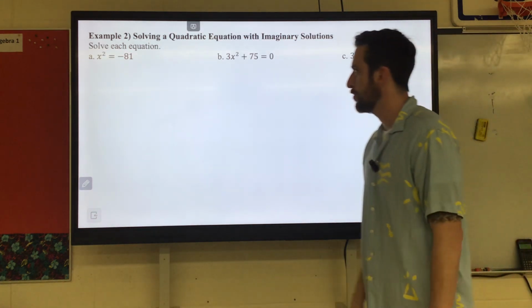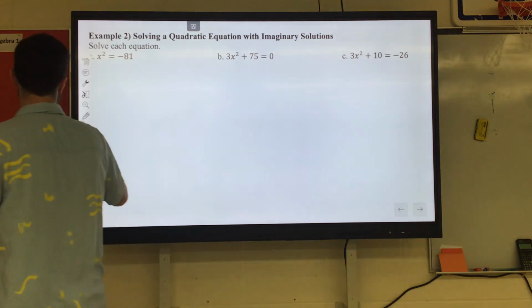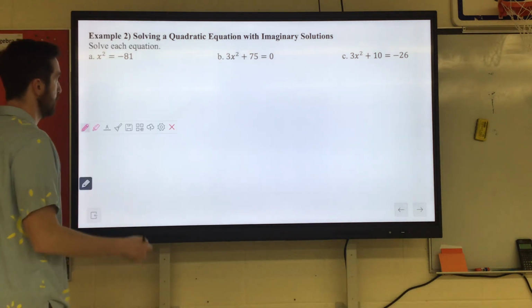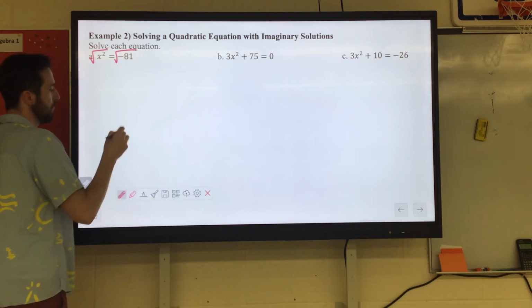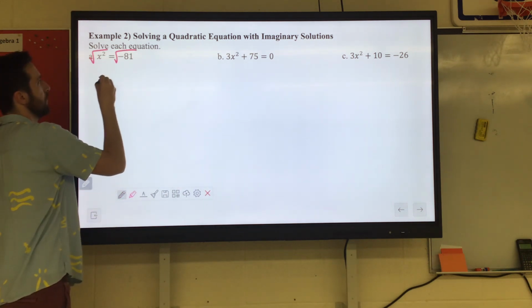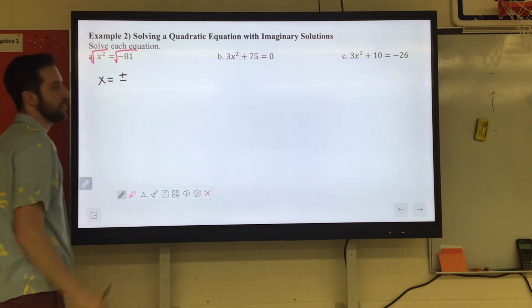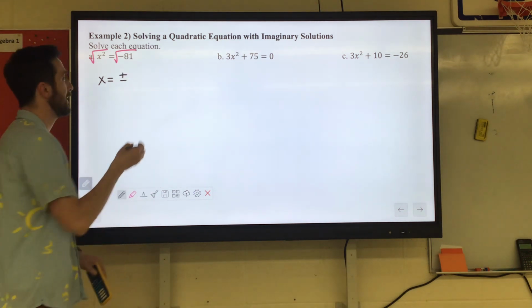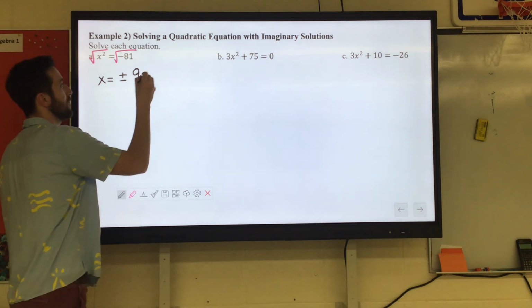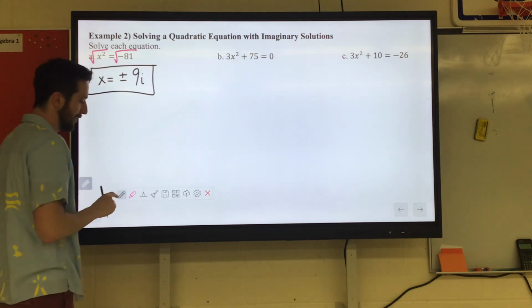All right, let's solve some equations. X squared equals negative 81. We should probably square root both sides. Remember, when we square root, we include the plus or minus. And the square root of negative 81 we're going to say is 9i. So positive or negative 9i.